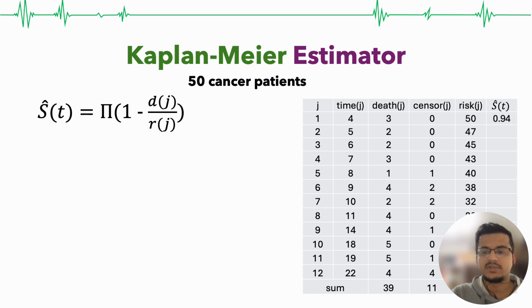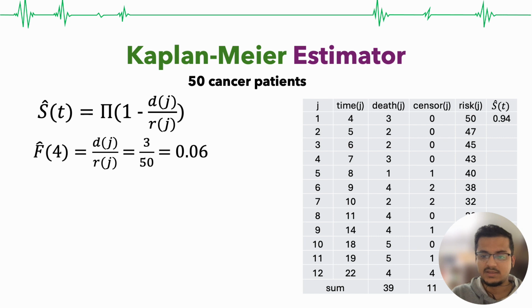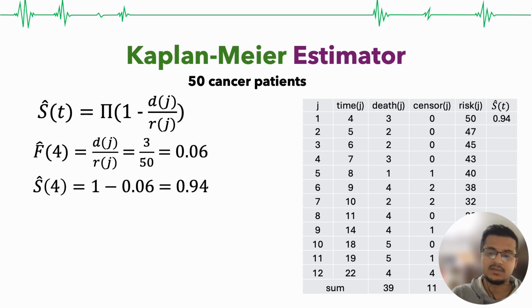We started our observation with 50 cancer patients, and from the table we can see that 3 deaths were recorded in time 4. Hence we know the probability at time 4 is 3 over 50, which clearly means that the probability that a patient dies in the 4th month is 0.06. But we are more interested in the survival of the patient after 4 months, which is what the survival function is all about. Hence, the probability that a patient survives more than 4 months, or doesn't die in the first 4 months, is 1 minus 0.06, which is 0.94.